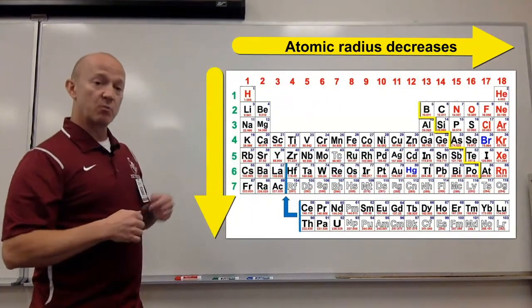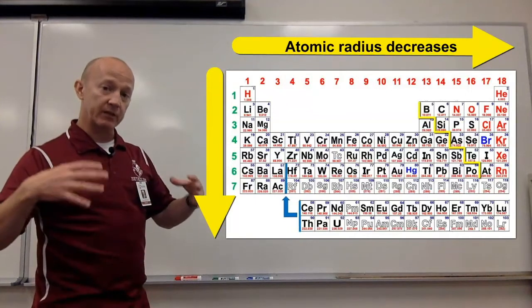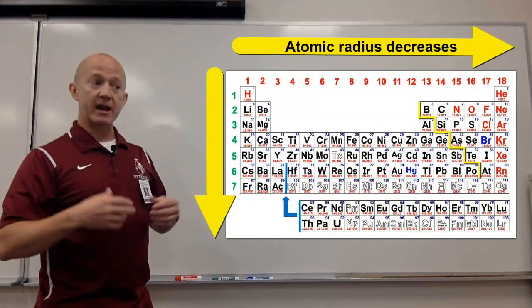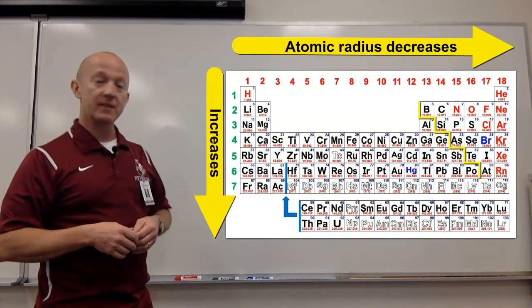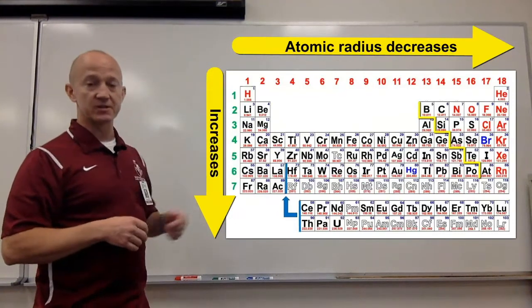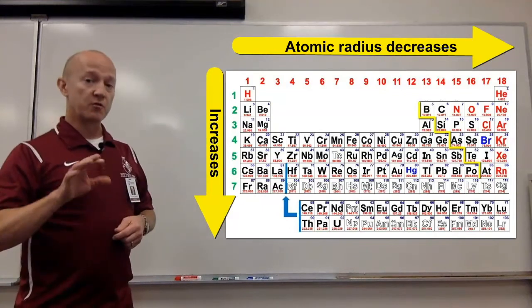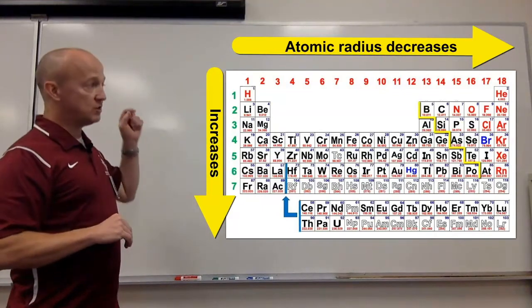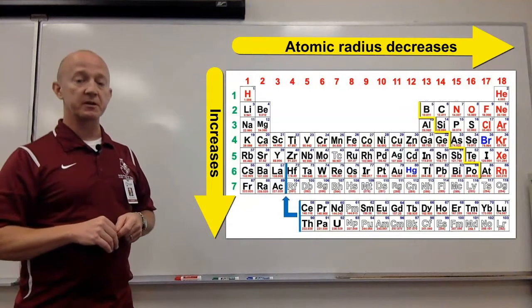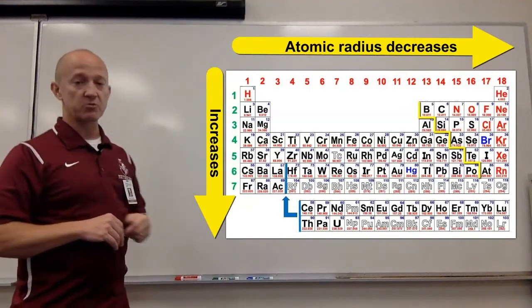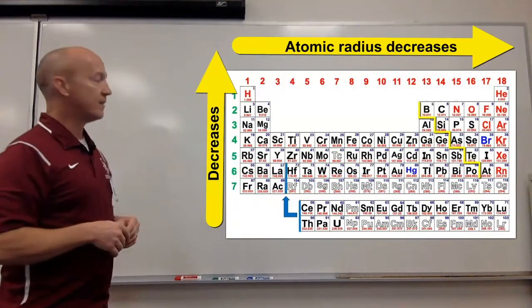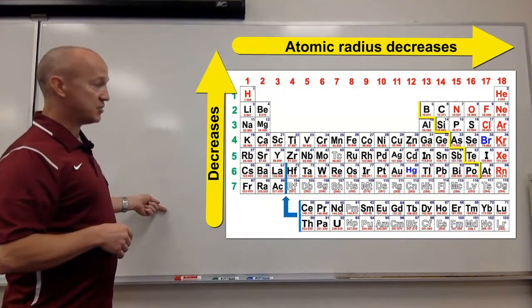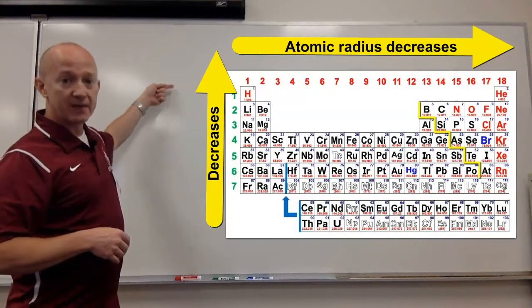What about if we go down a group? Well, as we go down a group, we see that we are adding principal energy levels each time, aren't we? Since we're adding principal energy levels, we're adding more radius to our atoms, and therefore the size increases as we go down a group. So the overall trend is for the size of the atom to decrease as we go across a period and increase as we go down a group. If you like to keep things consistent in your head, you could say that atoms decrease in size as you go from bottom to top and from left to right.